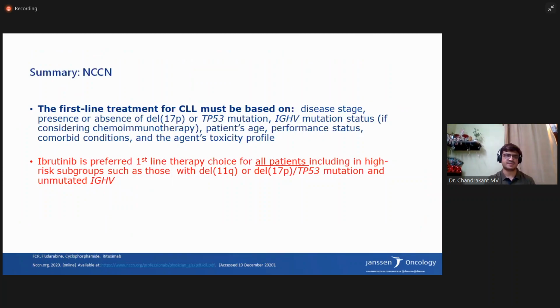So the first-line treatment of CLL must be based on disease status, presence of 17p, IGHV mutation status, patient's age, performance status, comorbidities, and toxicity profile. Ibrutinib is the preferred first-line treatment choice for all patients, including high-risk subsets. Whatever the risk group, ibrutinib does well. In the present day, if a young patient is IGHV mutation positive, only in that subset, without having TP53, can we use FCR. Otherwise, if a patient has the affordability and has the prospect, ibrutinib becomes standard of care for all patients irrespective of risk.